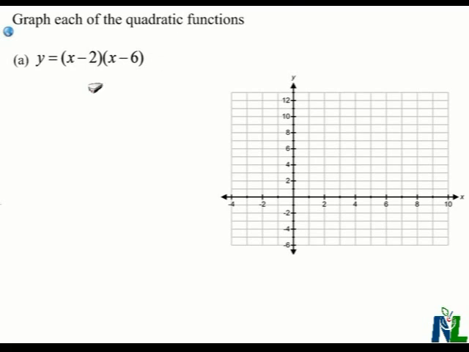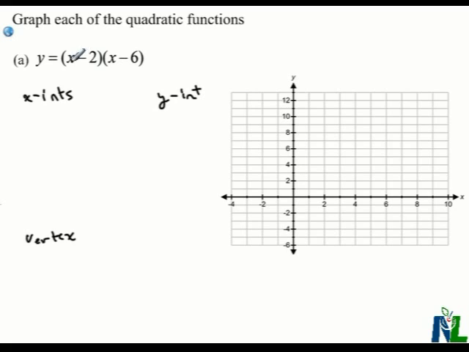In this example, we'll be going through the procedure of how to graph a quadratic function given in factored form. Now, to accurately sketch the graph of this function, I'm going to need several points. The points I'm going to need are the x-intercepts. I'm also going to need the y-intercept. And I'd also like to have the vertex. If I have those points, I'll have everything I need to sketch the graph of this function.